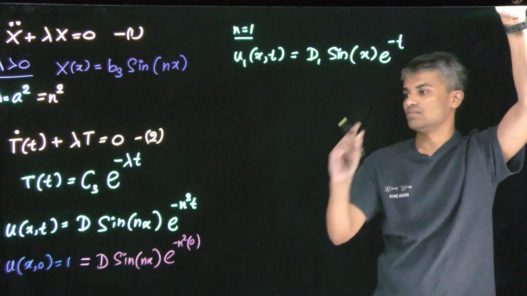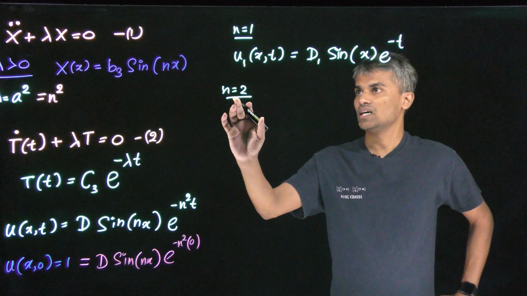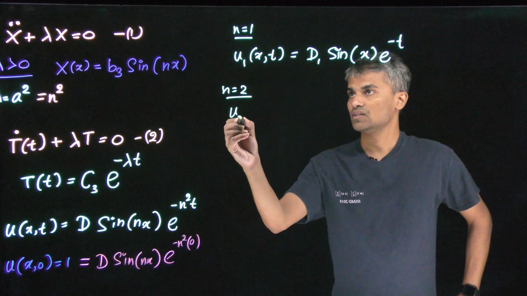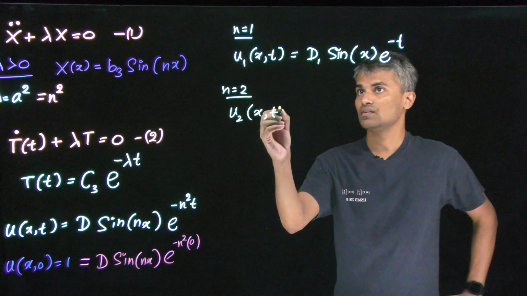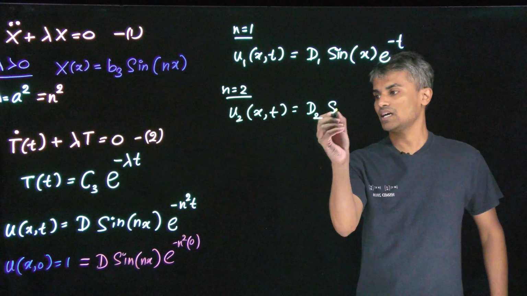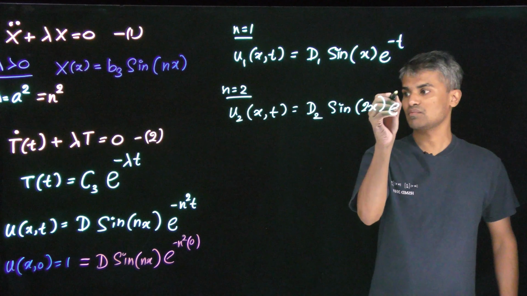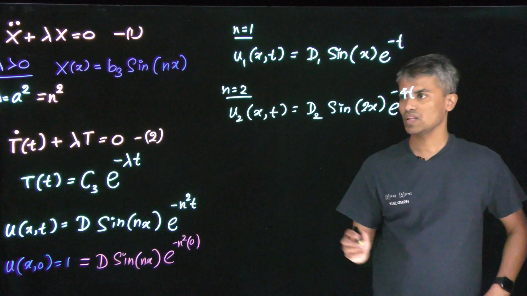Similarly, we can get a second solution with n equals 2. Let us say here you have constant d2 times sine of 2x times e to the minus 4t, and so on.